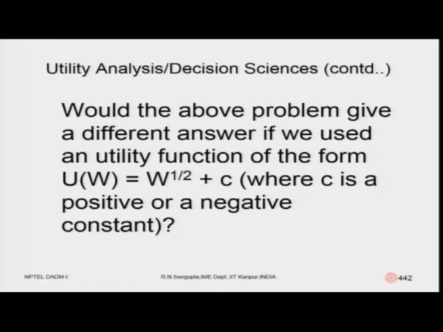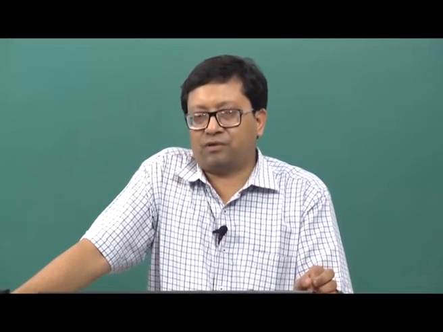So, the question would arise: what would happen to the other problem given, would it give a different answer if we had used a utility function which consists of W to the power half plus a constant value, where C is a positive or a negative value? If it is a positive value, obviously the ranking would not be much different, provided W will not be negative. W to the power half we have already considered, it would never be negative in the practical sense. So, any positive ranking which you have already done would not change if you keep adding C in the same quantum to the functional form of the utility.